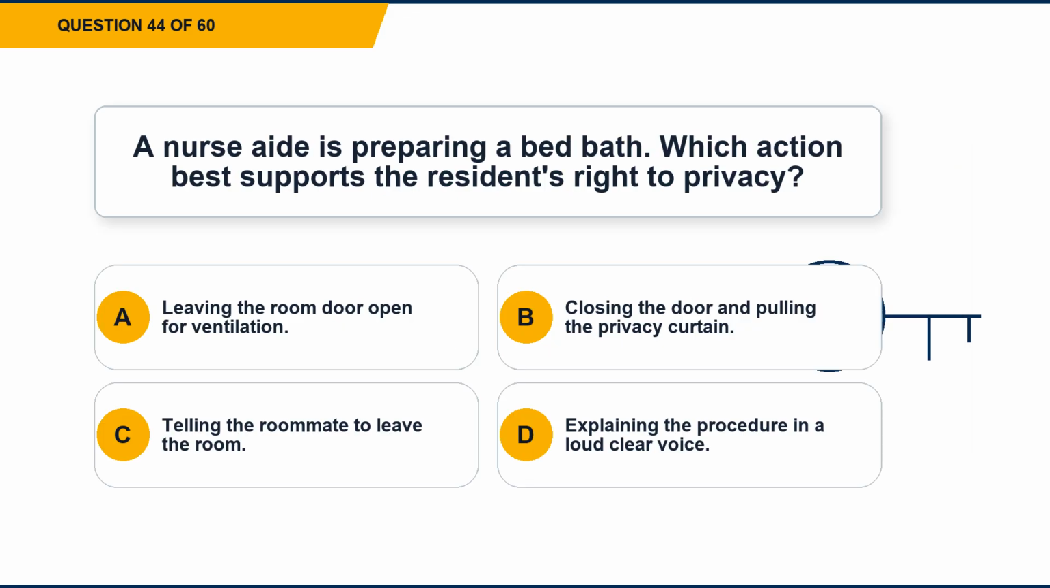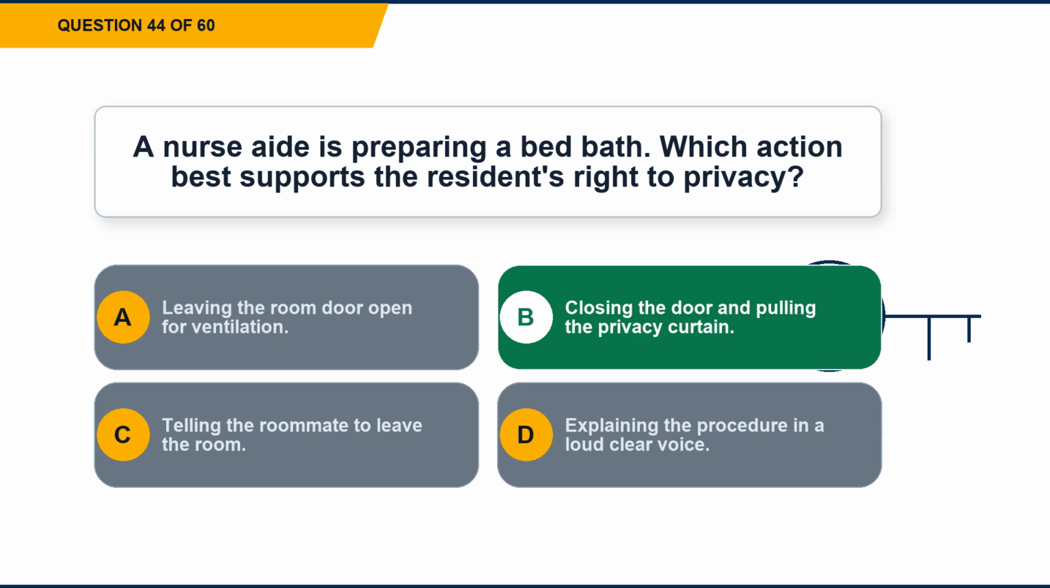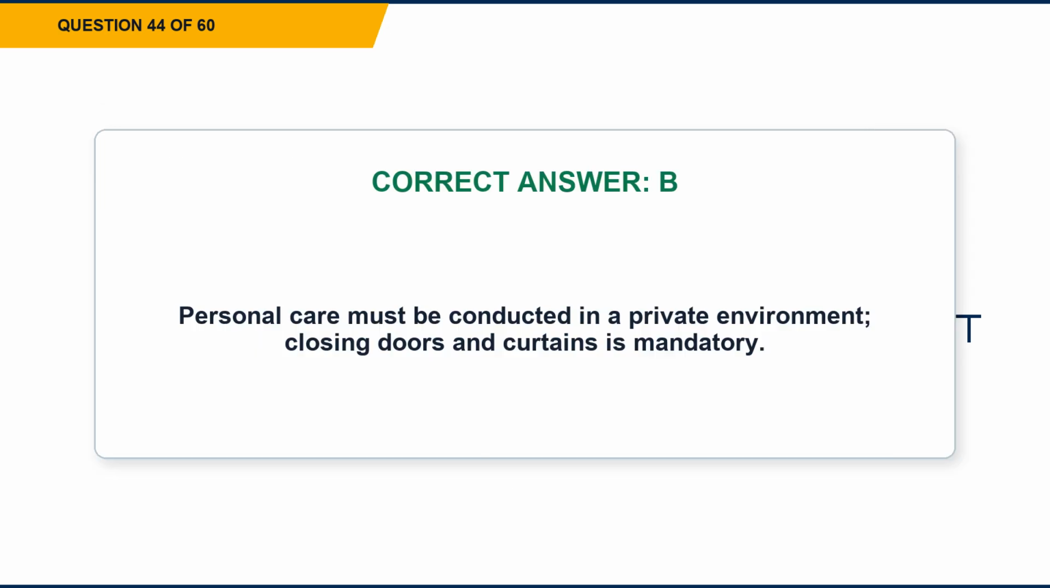Question 44. A nurse aide is preparing a bed bath. Which action best supports the resident's right to privacy? Option A, leaving the room door open for ventilation. Option B, closing the door and pulling the privacy curtain. Option C, telling the roommate to leave the room. Option D, explaining the procedure in a loud, clear voice. The correct answer is option B, closing the door and pulling the privacy curtain. Explanation. Personal care must be conducted in a private environment. Closing doors and curtains is mandatory.